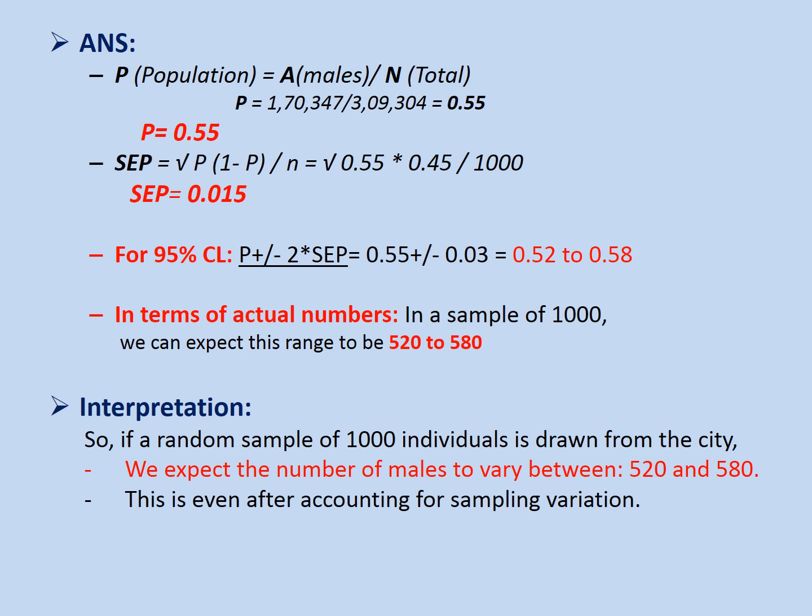This means if you take a sample of 1000 persons 10 times and calculate the number of males in each of those 10 samples, you will get the number of males between 520 to 580 for 95% of samples. Only 5% of samples will lie outside this range, that is, below 520 or above 580.